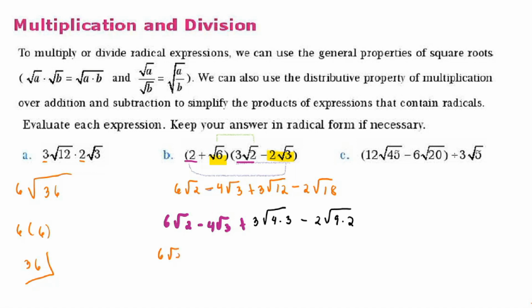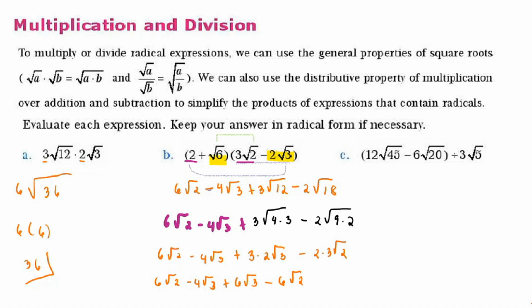Now, we are going to rewrite first the first two terms. We have 6 square root of 2 minus 4 square root of 3 plus 3 times, what is the square root of 4? We have 2 times the square root of 3, minus 2 times the square root of 9, which is 3, then the remaining term is square root of 2. Now simplifying further, we can write 6 square root of 2 minus 4 square root of 3 plus 3 times 2 is 6, so we have 6 square root of 3, minus 2 times 3 is 6 square root of 2.